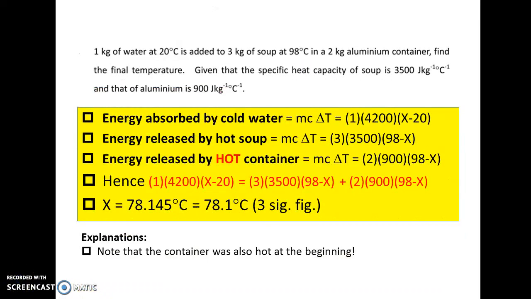Next comes an easier question. In this question, there's 1 kilogram of cold water mixing with 3 kilograms of hot soup at 98 degrees Celsius in an aluminium container. In other words, the container was also hot at the beginning. The energy absorbed by the cold water should be the same as the total energy released by the hot soup and the hot container. And so we have that equation. And in this way, we may find the final temperature.